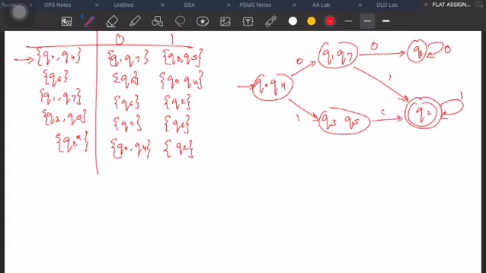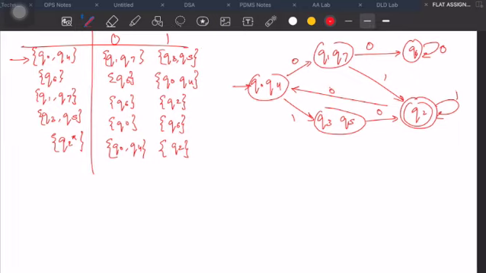Q3, Q5 goes to Q2 for input 0. Q2 goes to Q0, Q4 for input 0. Then Q6 comes back to Q0, Q4 for input 1. And Q3, Q5 goes to Q6 for input 1.